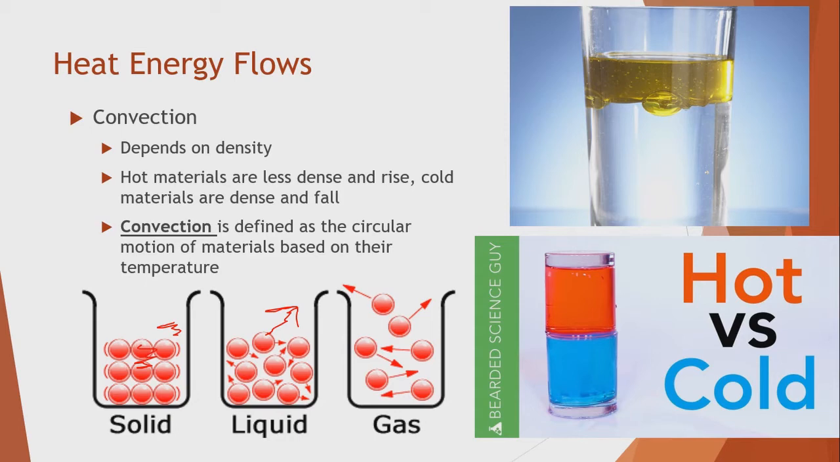And the same thing happens to anything when you heat it up. And this causes a tendency for hot materials to become less dense and to rise. And cold materials tend to become more dense, they contract, and they sink. And convection is defined as the circular motion of materials based on their temperature.